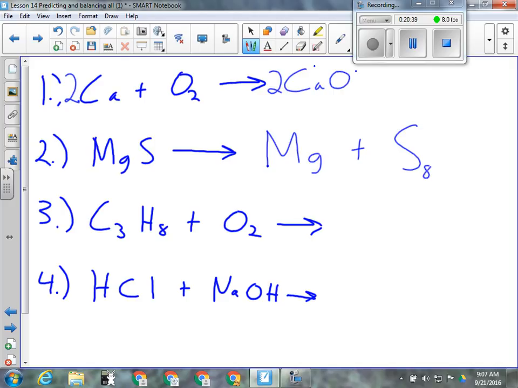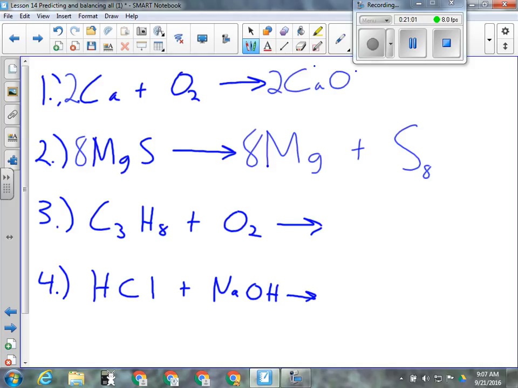It comes as an 8. You always have to look for those in decomp reactions as well as single replacement reactions. They're going to produce a lot of special elements. Always be watching for those. Now I've got to balance the reaction. Start with the biggest number, 8. So I put an 8 in front of magnesium sulfide, and then I have to put an 8 in front of magnesium to make it work.